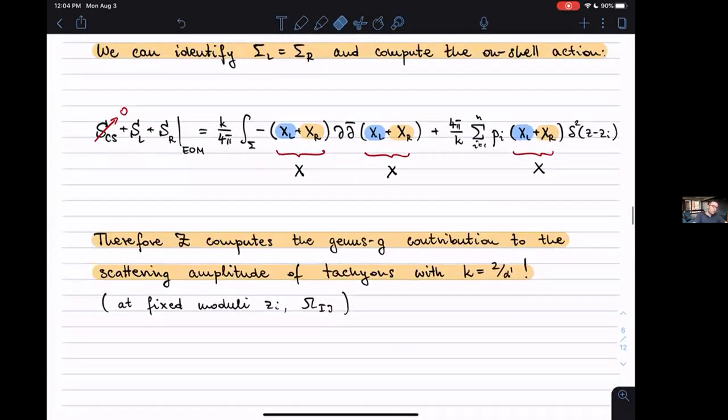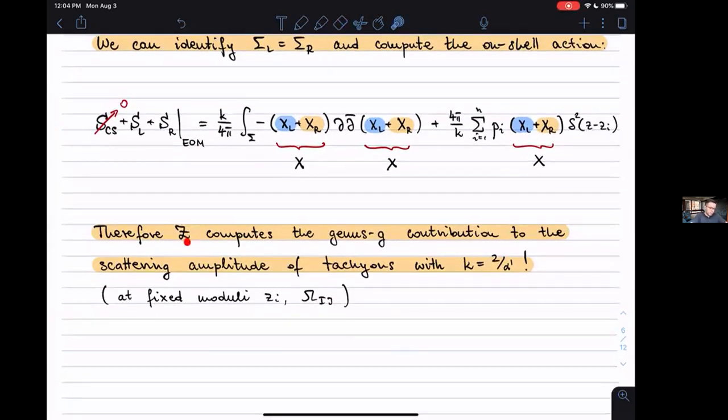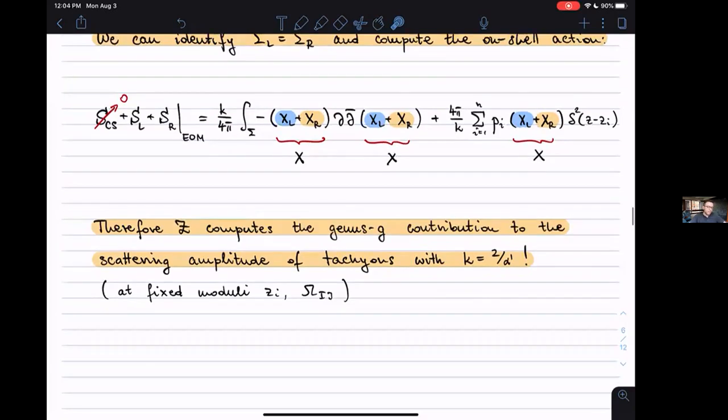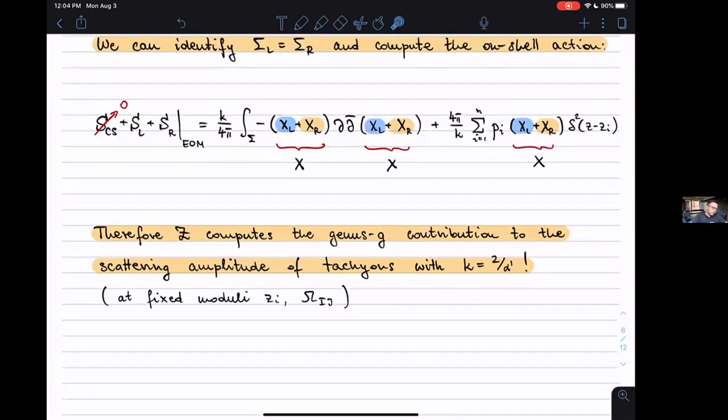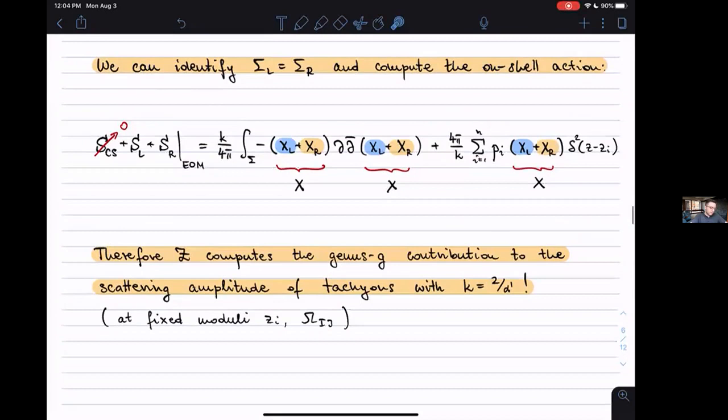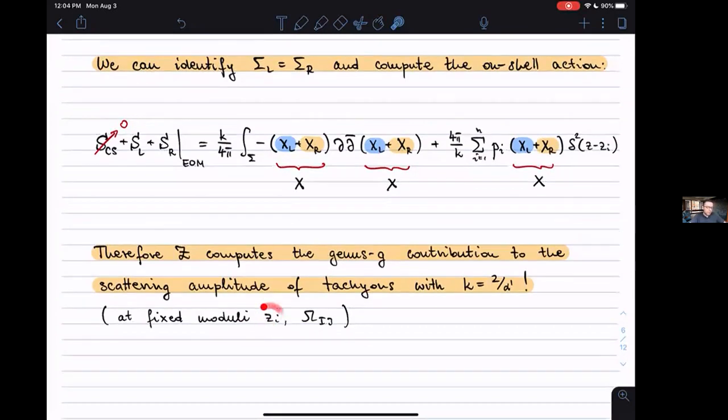So we would conclude that the partition function computes a genus g contribution to the scattering amplitude of tachyons. These are tachyon vertex operators, where now we can identify this k, the coupling constant up front, with 2 over alpha prime from string theory. And let me remind you that everything here was done at fixed moduli of both positions of the punctures and also moduli of the Riemann surface.